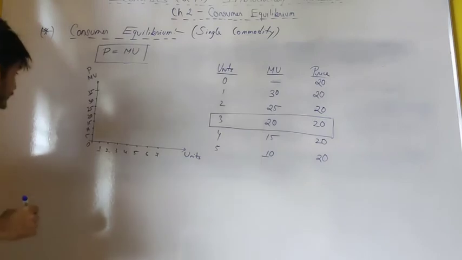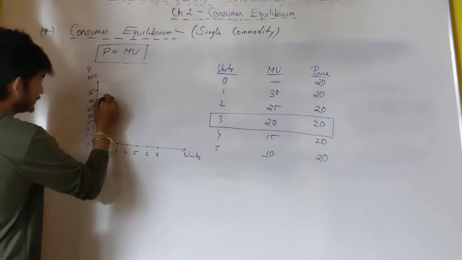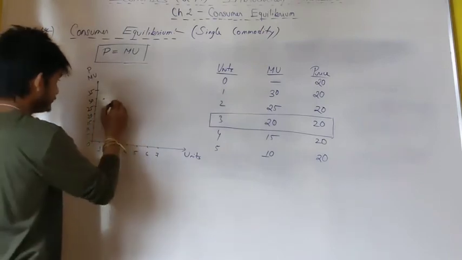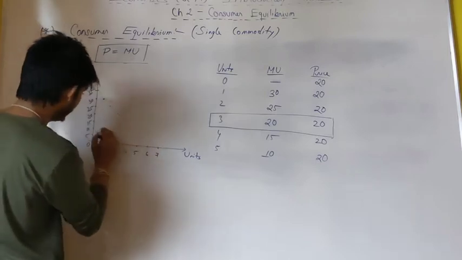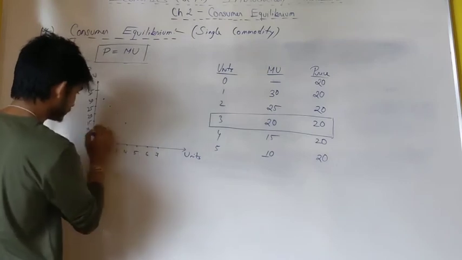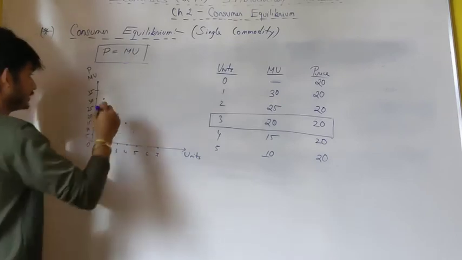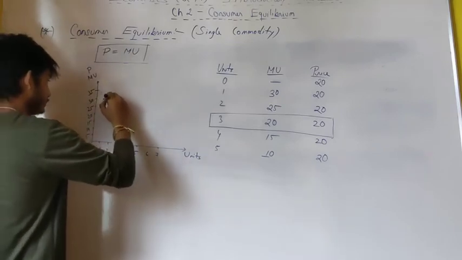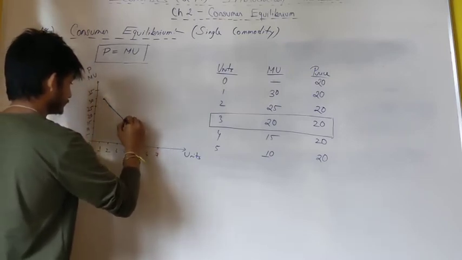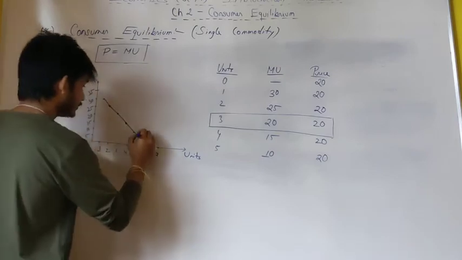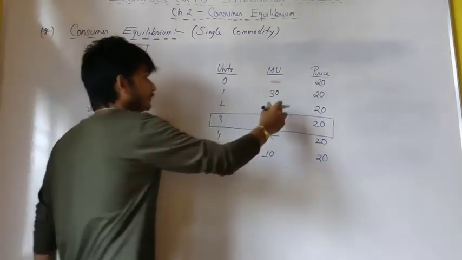So first fill up the marginal utility. For 1 it is 30, for 2 it is 25, for 3 it is 20, for 4 it is 15, for 5 it is 10. Okay, so let's now join these points. So we have got our marginal utility curve MU, and now let's find the price curve.